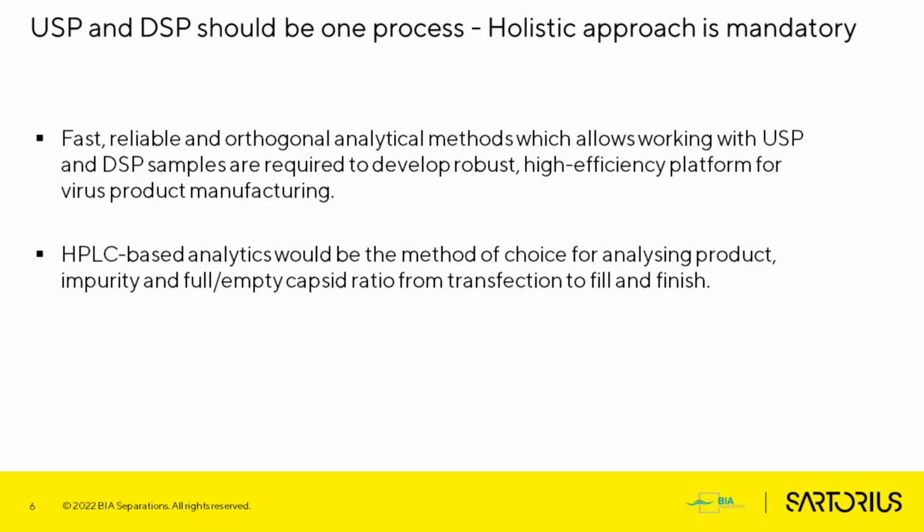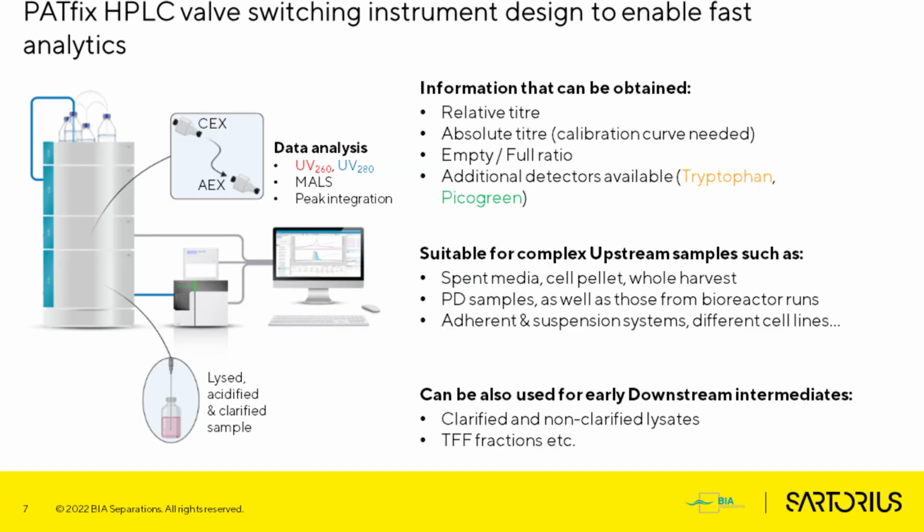Now, the main challenge that we face in bioprocessing nowadays is upstream and downstream being observed as separate processes instead of two parts of the same process. In order to go forward, we do really need to consider the holistic approach. For that purpose, we were in need of fast and reliable analytics, as well as some orthogonal methods which would allow us to work with upstream and downstream samples at the same time in order to develop a highly efficient platform for virus product manufacturing. HPLC analytical methods came as a natural answer to this question because they allow us to analyze the product as well as see the distribution of impurities and also assess the empty-full capsid ratio.